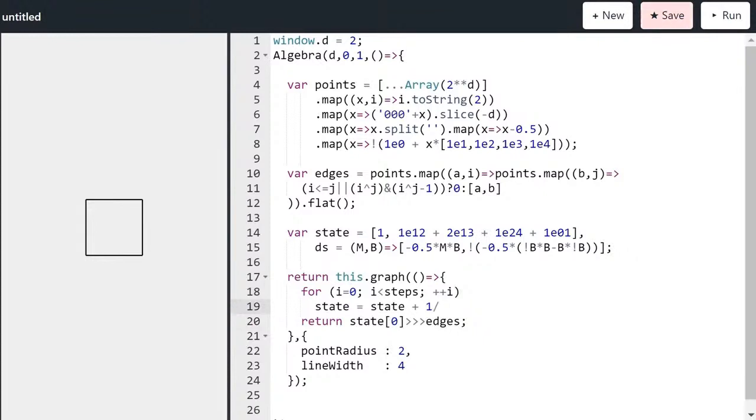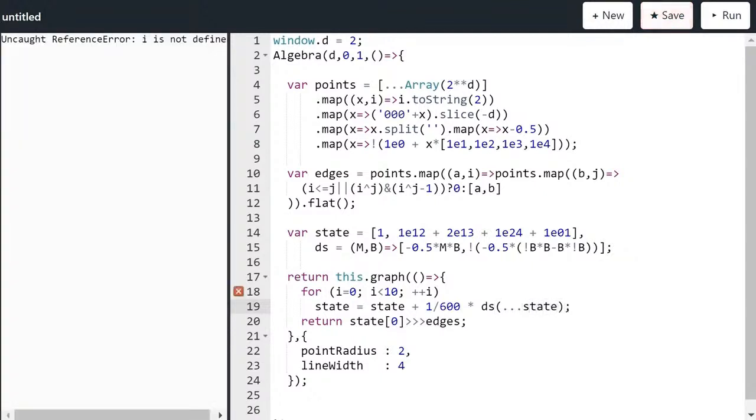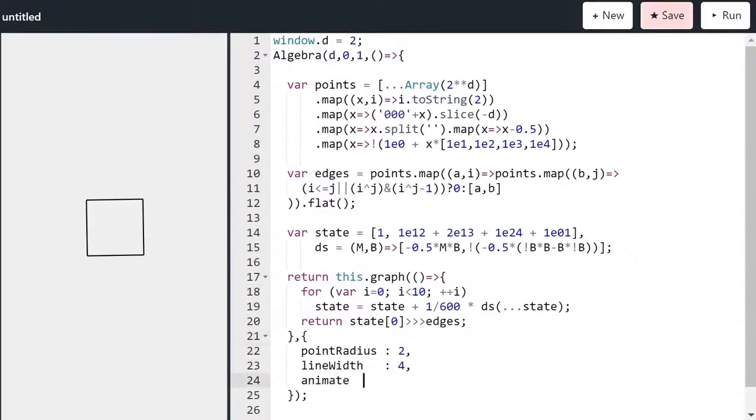We're going 60 frames per second. We want to be at about seconds. So we have 10 steps, and we just divide by 600. Multiply that with the differential function on the current state. And then we have to turn on the animation. And we get our animating cube.